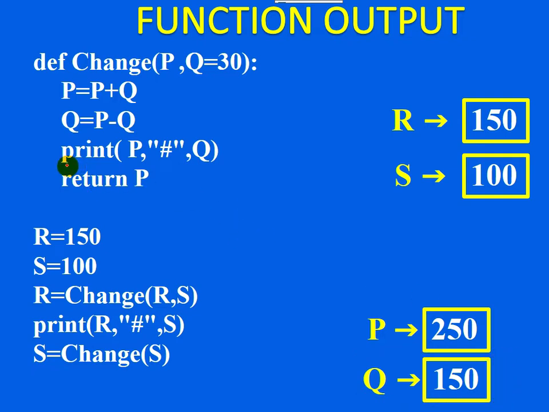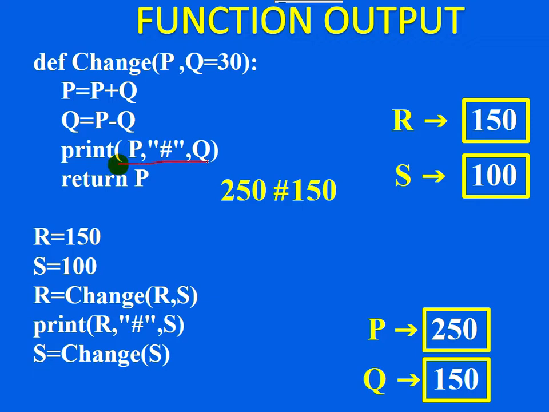Now here you get the answer. First p is displayed. What is p? 250. So on the computer's monitor you get the answer 250 followed by this symbol, followed by q. And what is q? 150.